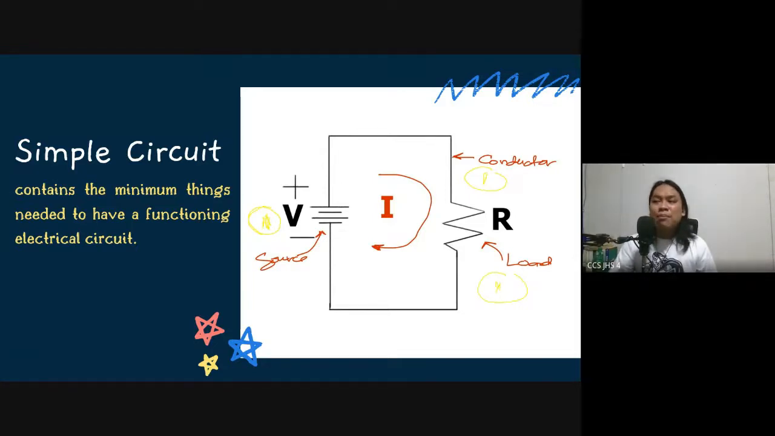Once it goes beyond one source, beyond one conductor, beyond one load, then that is not a simple circuit anymore. Okay, so it's only one each. One source, one conductor, and one load in order for us to create a simple circuit. Understood? Can you click the raise hand button if you understood the simple circuit? Okay, very good. Next.